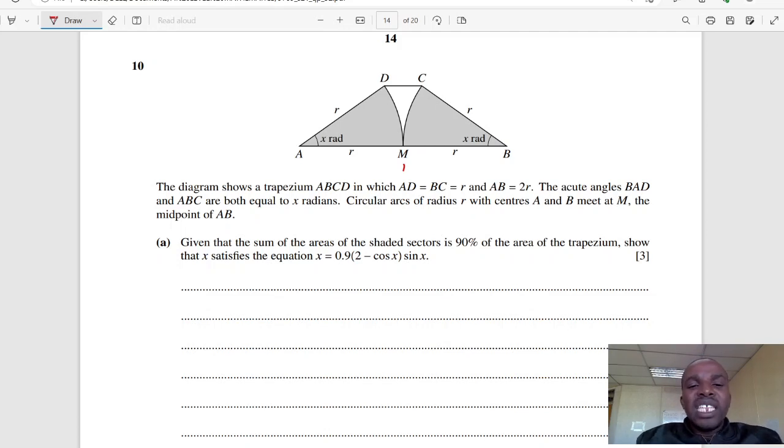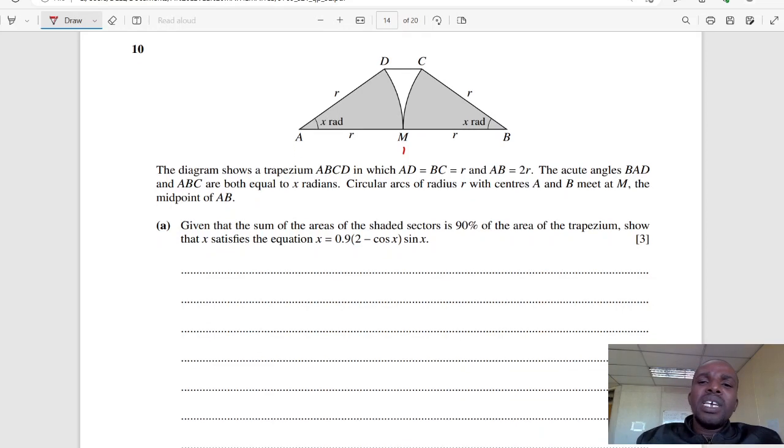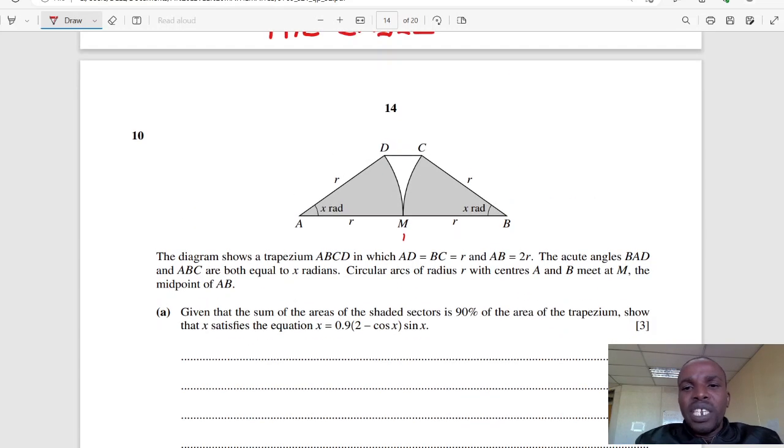They said, given that the sum of the areas of the shaded sectors is 90% of the area of the trapezium, show that x satisfies the equation, this part. Right, the area of a trapezium is half the sum of the two parallel sides, that is a plus b, times the perpendicular height, for which a plus b in this case is DC plus AB, which is 2R, times height.